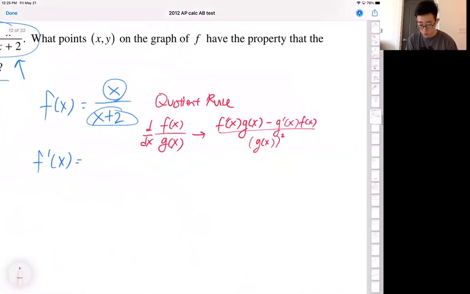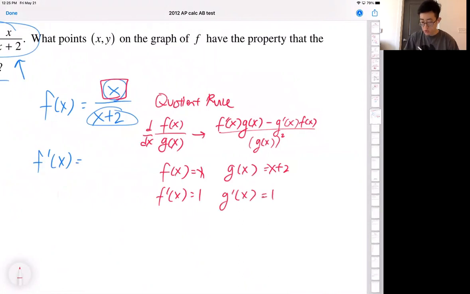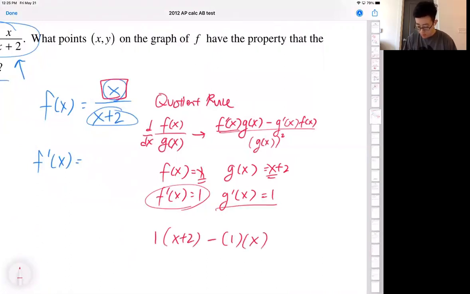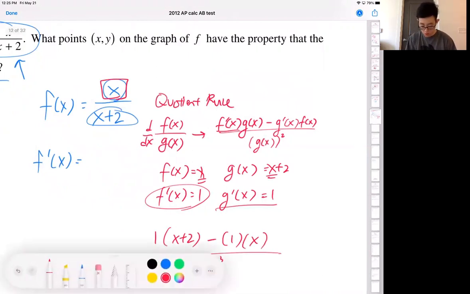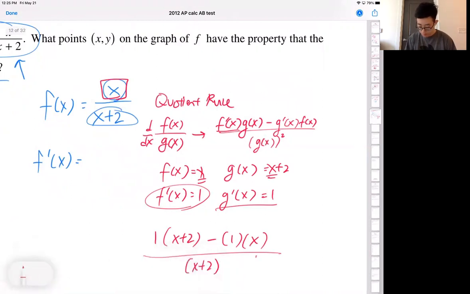Okay, so let's do this one at a time. The f of x here is just going to be x. F prime of x is going to be 1. G of x is x plus 2. And g prime of x is also going to be 1, because you're just trying to look at the slope of these functions here. Very easy. F prime of x is 1, so I'm going to plug that in: 1 times g of x, which is x plus 2, minus g prime of x, which is 1, times f of x, which is x, over g of x, which is x plus 2, and you have to square that. And there you go.